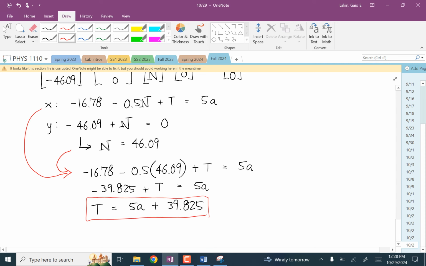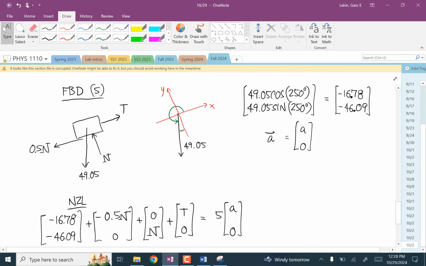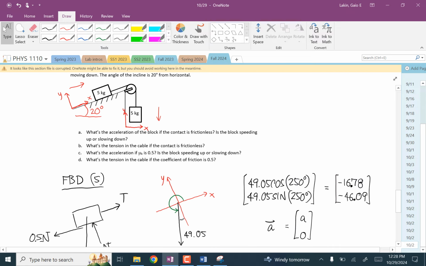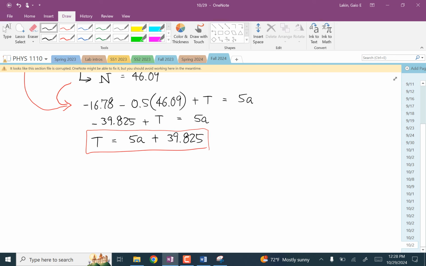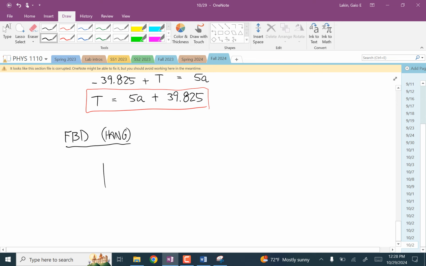Okay, so now we're done with that first body. The sliding one is the harder one. Now we're going to the easier one, the hanging one. So now, free body diagram of the hanging mass. We have a weight down of 49.05, a cable force up, and it's the same cable, so it gets the same name. And now the acceleration vector for this.